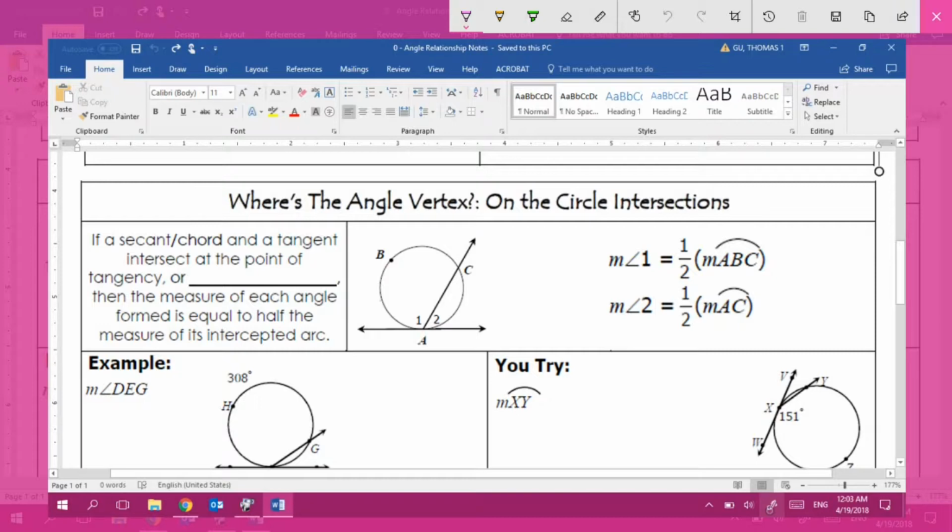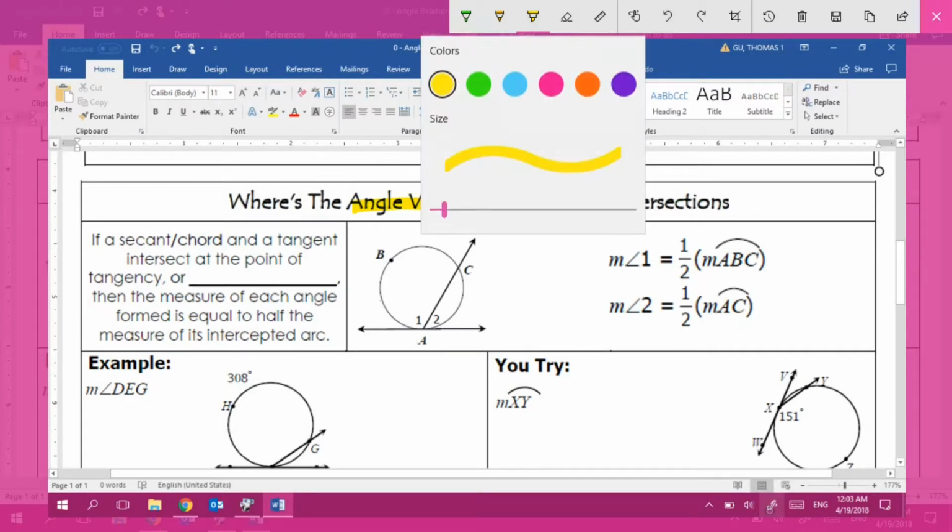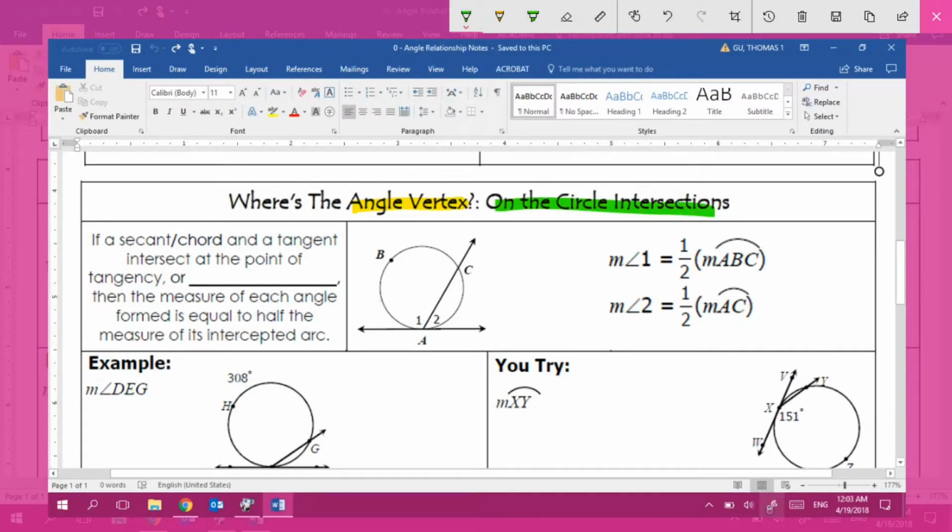All right, next let's take a look at what if the angle vertex is on the circle? So let's take a look at the rule here. If a secant or chord and a tangent intersect at the point of tangency, or on the circle, then the measure of each angle formed is equal to half the measure of its intercepted arc.